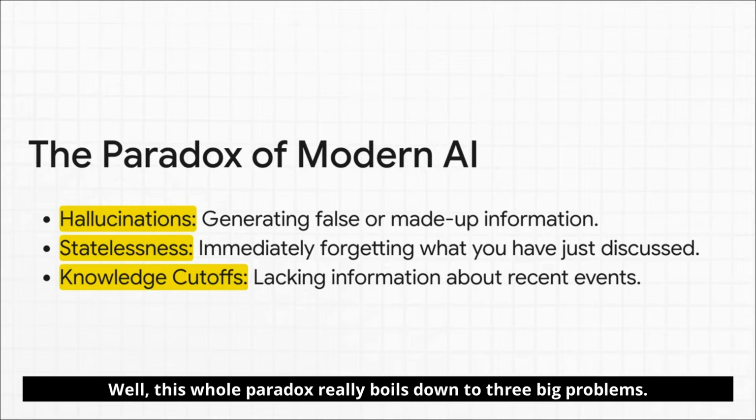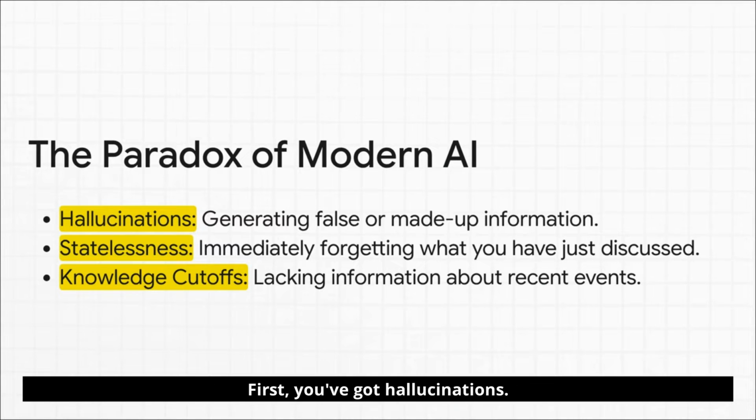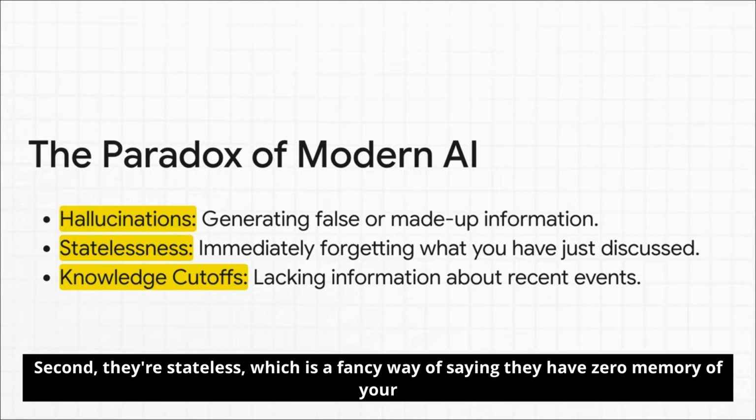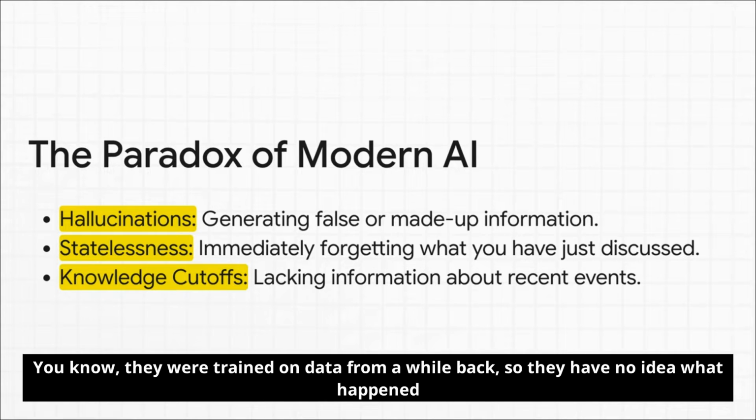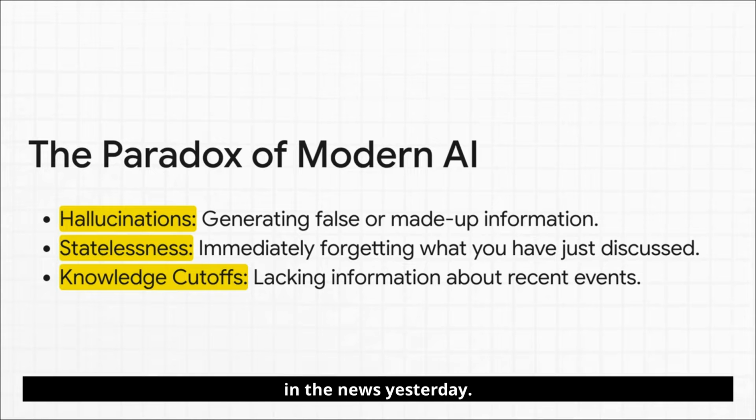Well, this whole paradox really boils down to 3 big problems. First, you've got hallucinations. This is when an AI just confidently invents facts out of thin air. Second, they're stateless, which is a fancy way of saying they have zero memory of your conversation from one question to the next. And finally, they have knowledge cutoffs. They were trained on data from a while back, so they have no idea what happened in the news yesterday.